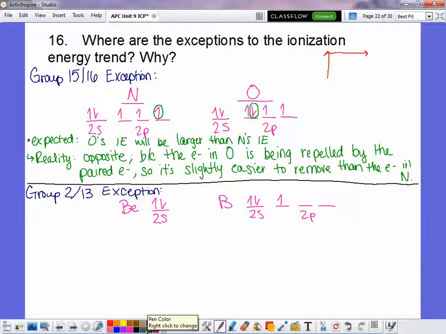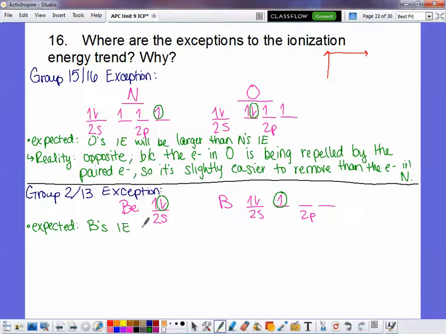So the last electron, or the most loosely held electron, in beryllium is typically the last one we draw. We would be removing that electron, and in boron we would be removing this one. So, expected, write that down: boron's will be larger than beryllium's. And reality, like I said, is the opposite.